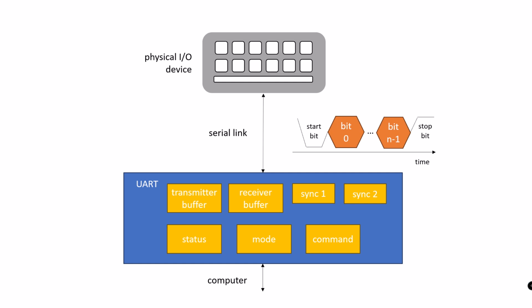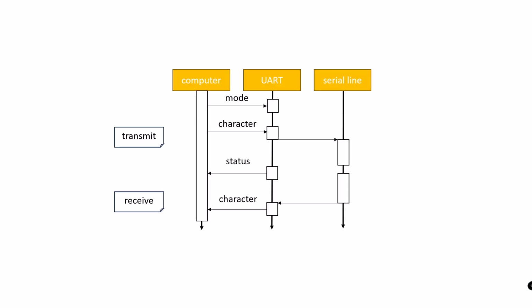Data is sent on the serial link using a start bit, a set of data bits, and then a stop bit. For an I/O operation, the computer may first set the mode of the UART, then send a character for writing. That character goes out over the serial line. When it's finished, the UART flags the status as being ready. At that point, for example, a character may be received on the serial line and read by the computer.